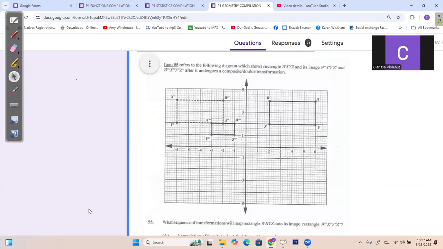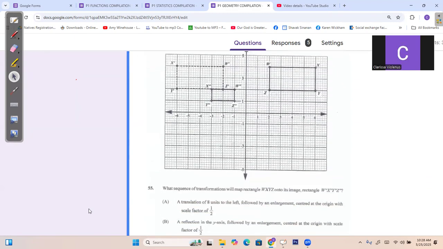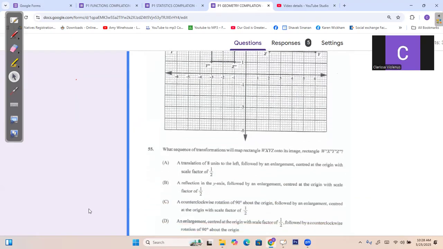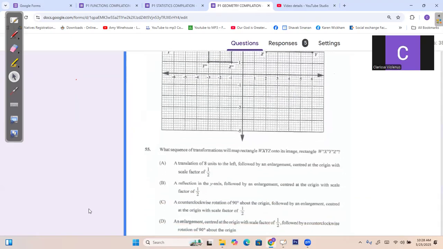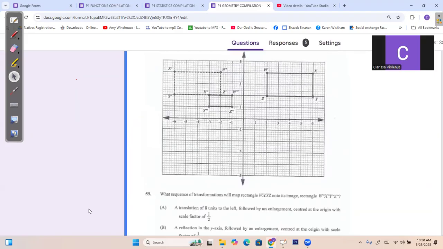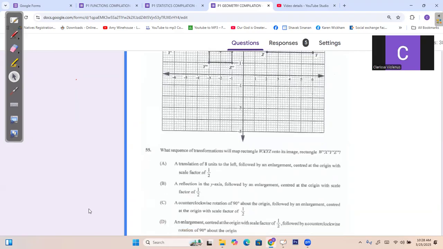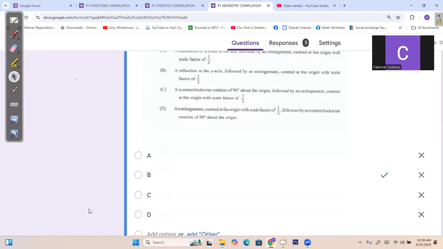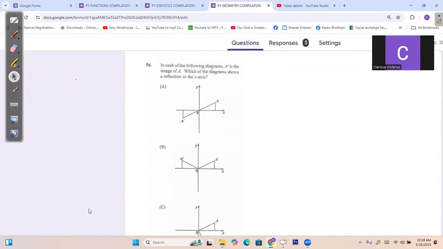So let's see. This to this gives us a reflection in the y-axis. So let me see if there's that, followed by an enlargement. So you see these two on the same side. So you see why it could be an enlargement of half from the origin. So the answer is B. In which of the following diagrams, A is an image of A, which diagram shows a reflection in the x-axis?